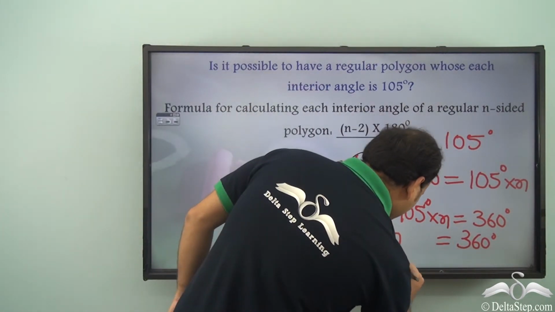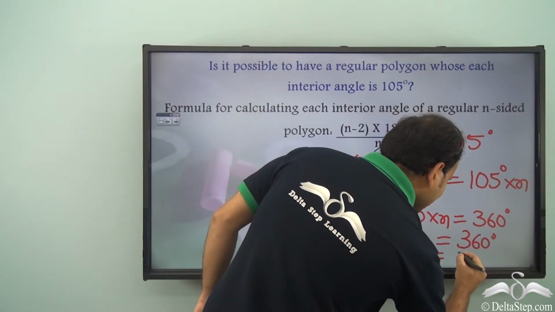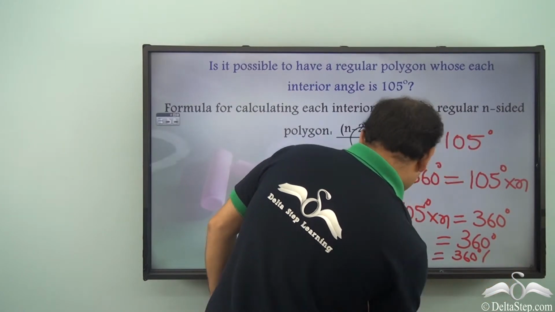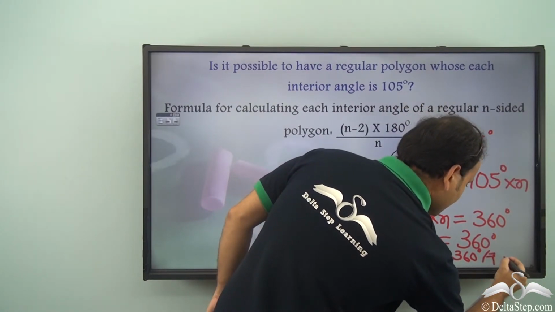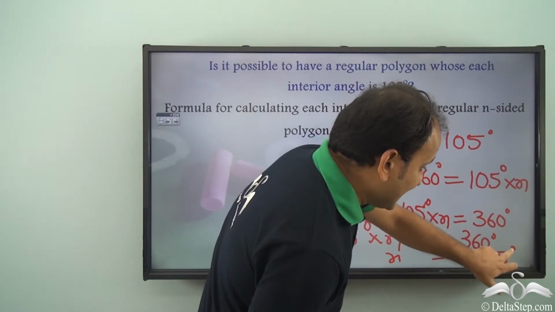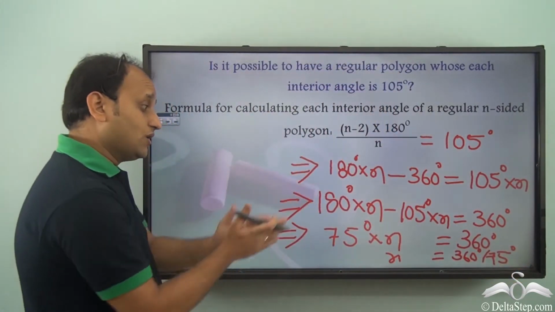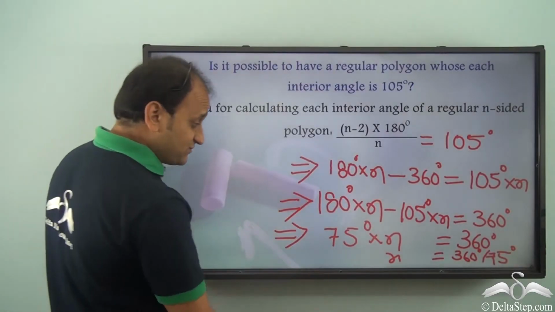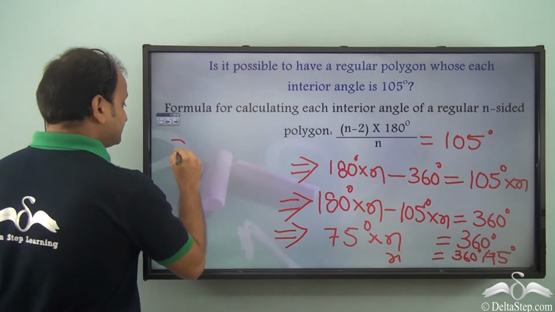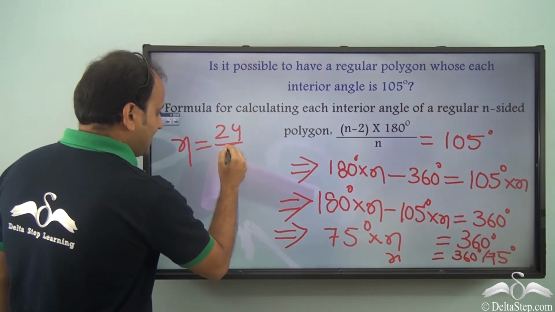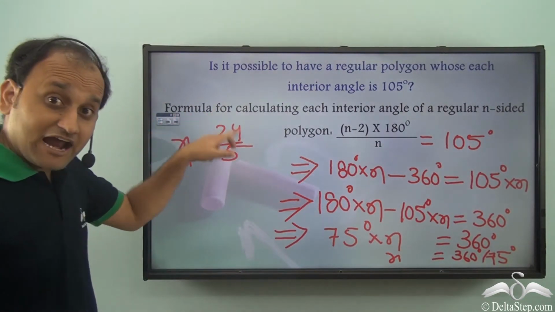Well, what will be n? n will be equal to 360 degrees by 75 degrees. So what did we do? 75 degrees came this side, so it's 360 degrees by 75 degrees. So now what will be the answer? Now on simplifying this value, what is the value of n? We'll get n as 24 by 5, which is a fractional value.